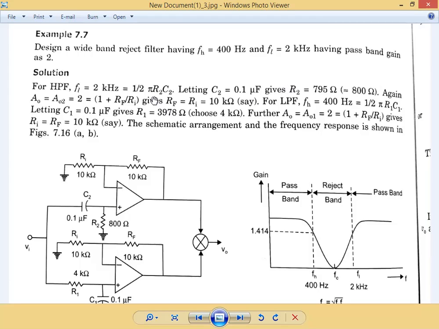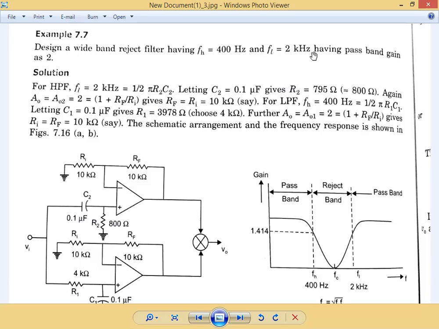Design means that with the help of the given values, we obtain the values of the passive components in that circuit. So we have obtained the R value, that is 800 ohms, and we have assumed the C2 value to be 0.1 microfarad. We are going to place that here, and then what will be the R1 and RF values?